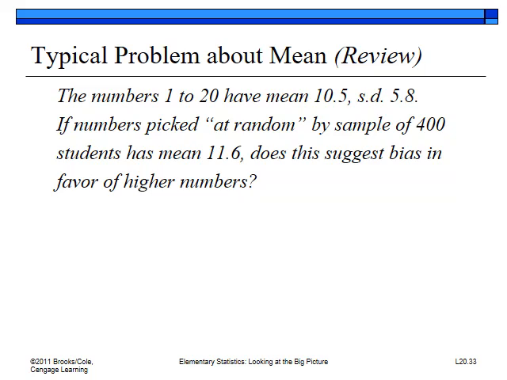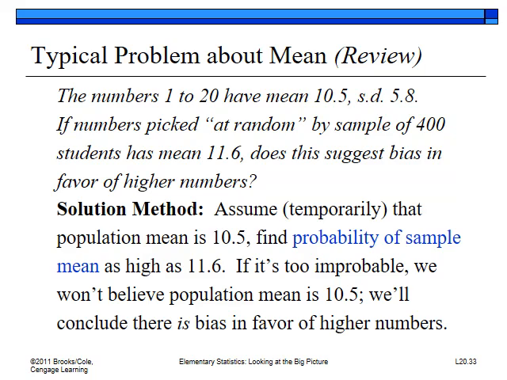So, remember our typical problem that we saw at the beginning of this video. If you look at just the numbers from 1 to 20, the mean is 10.5 and the standard deviation is 5.8. If we ask 400 students to pick a number between 1 and 20 at random, and the mean that comes out is 11.6, does this suggest any bias, that students were picking not at random, but were picking numbers that were higher than random?